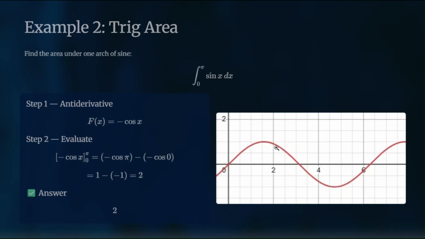And as we can see here, the area from 0 to pi of the function sine x bounded by the x-axis, this area is 2.